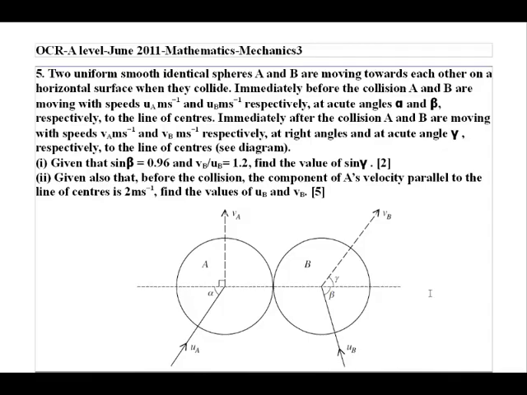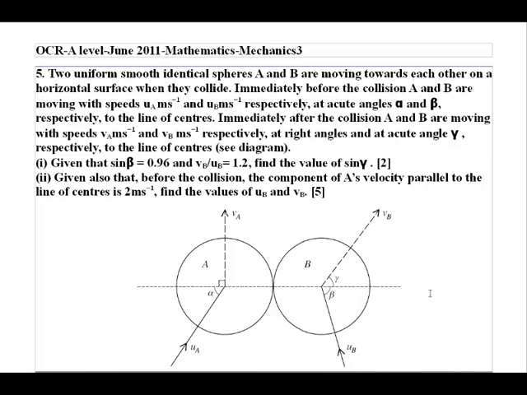Two uniform, smooth, identical spheres A and B are moving towards each other on a horizontal surface when they collide. Immediately before the collision, A and B are moving with speeds UA and UB respectively at acute angles alpha and beta respectively to the line of centers.